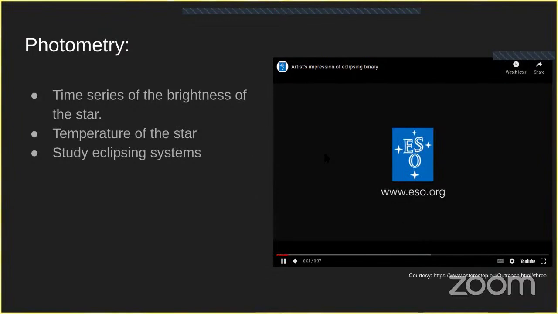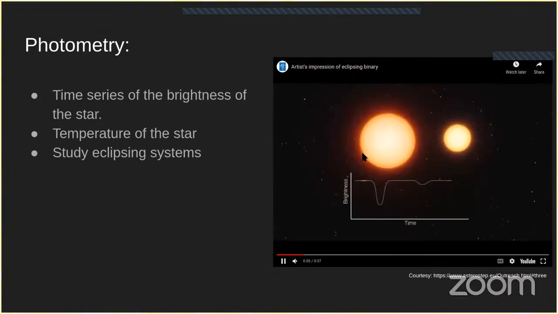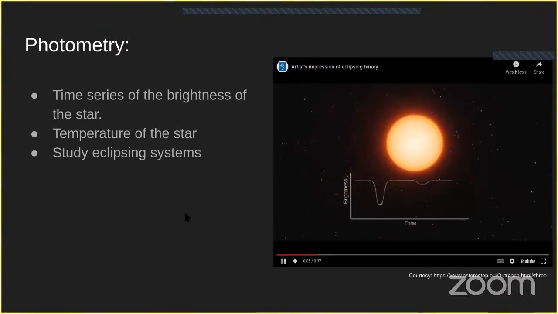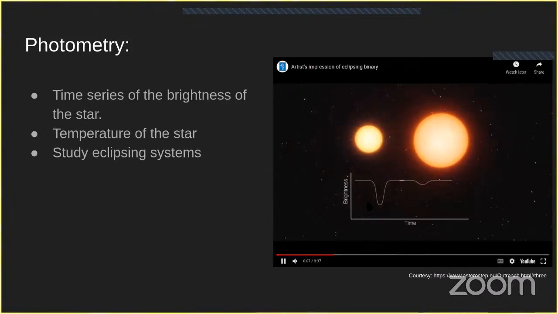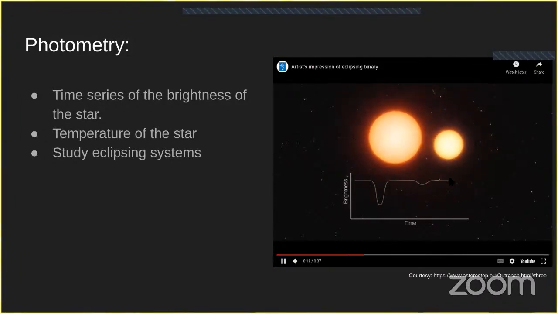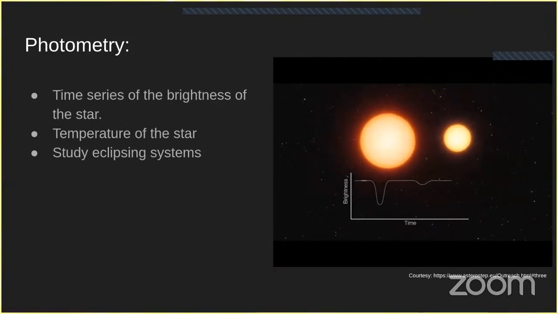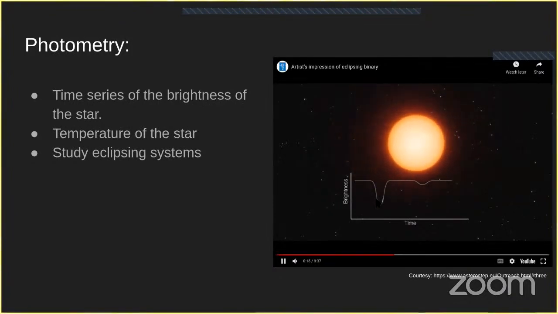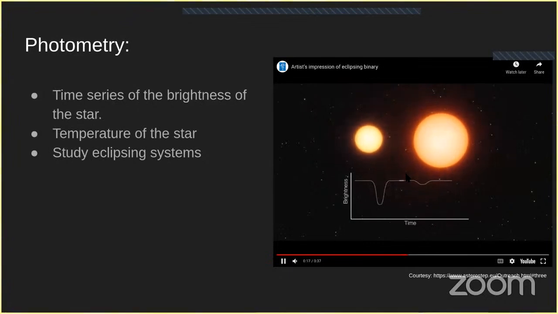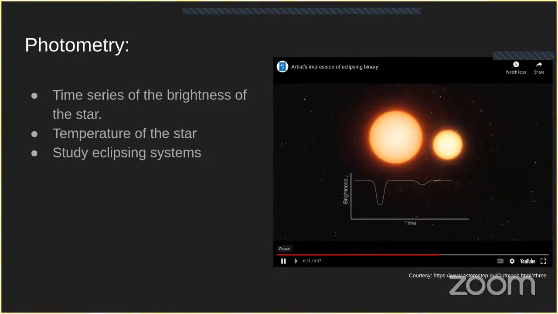Here is a video from ESO. So you can see that the two stars are eclipsing each other, and then here is the light curve that you will get. So this is the theoretical, but this is what you would initially find. When it eclipses, there is a dip in the light curve, and when the other star comes in front, the eclipse depth changes.